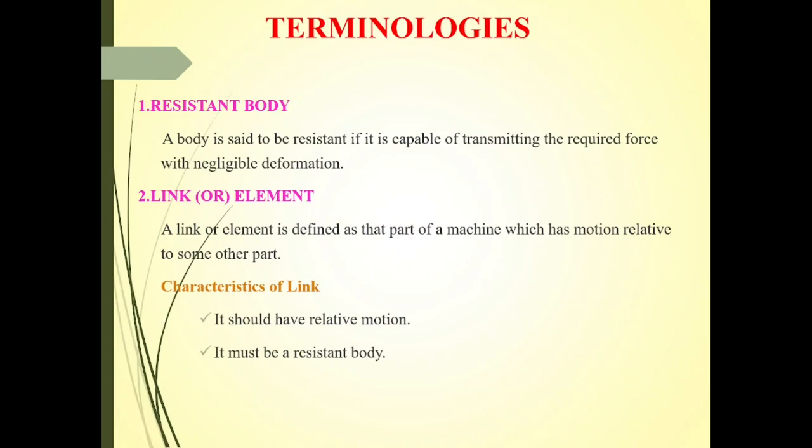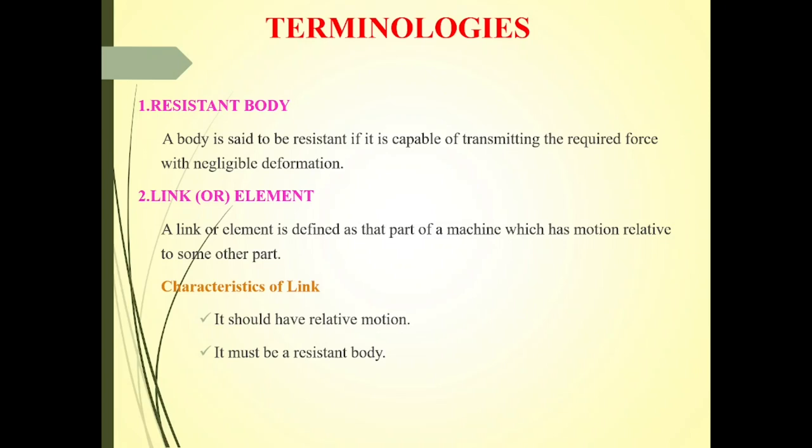Okay. Next, terminologies. The resistant body. So what is a resistant body? A body is said to be resistant if it is capable of transmitting the required force with negligible deformation. Link or element: a link or element is defined as the part of the machine which has motion relative to some other part. So each single part of the machine is called a link or element.